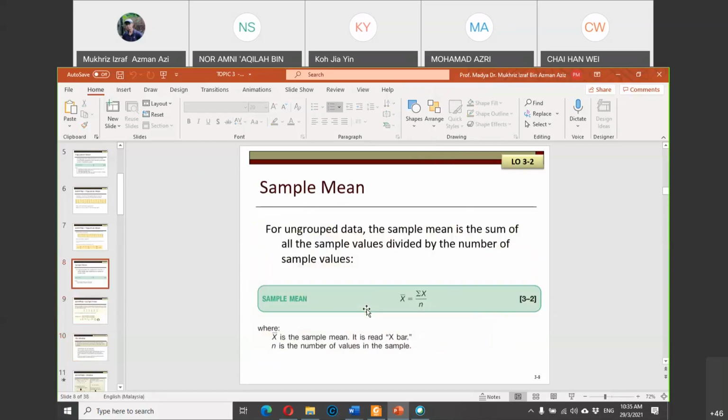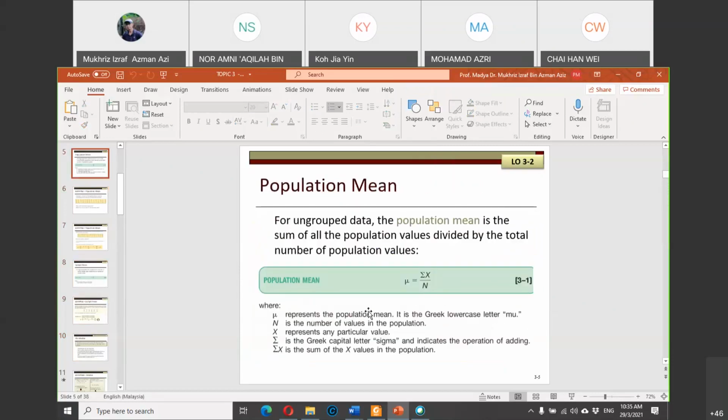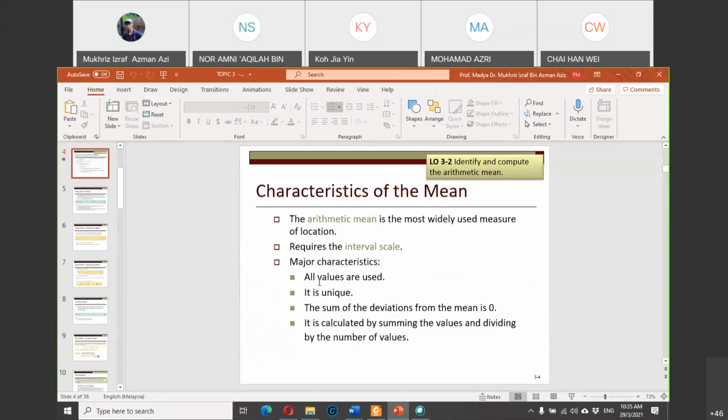And this is the advantage whenever you are using the mean. If we go back to this slide here, all values are used. Of course it is not mentioned in the slide, but you can add it in your own slide. Another point in your slide is that it is affected by extremely small or large values.